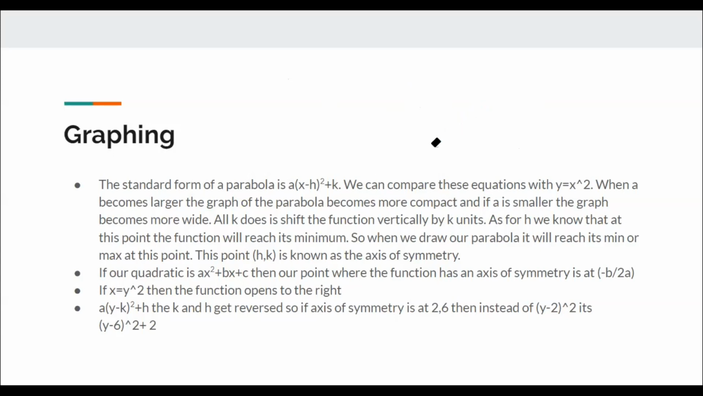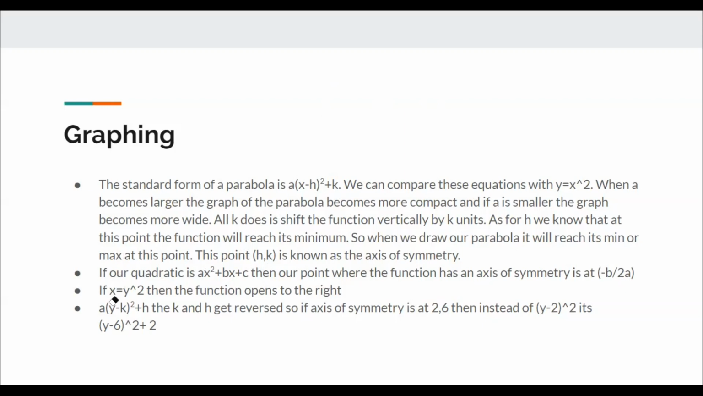As for h, we know that at this point the function reaches its minimum. By the trivial inequality, the minimum value of the function will be at the point where this is equal to 0. It's either going to reach its minimum or its maximum, depending on a. So when we draw our parabola, it will reach its min or max at this point. This point, h comma k, is the vertex, and the axis of symmetry goes directly through the middle of the parabola. If our quadratic is ax squared plus bx plus c, then the axis of symmetry is at negative b over 2a. That's the x-coordinate of the axis of symmetry.